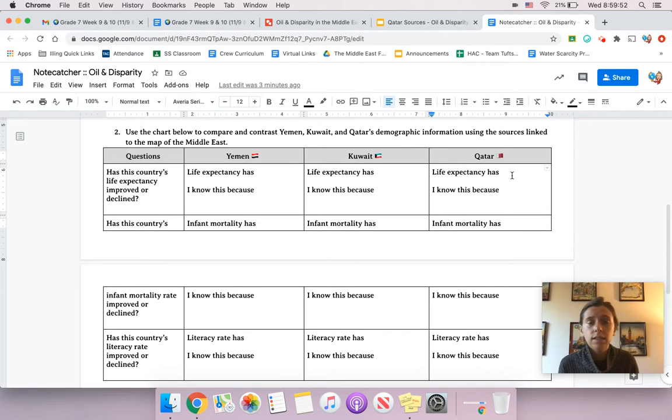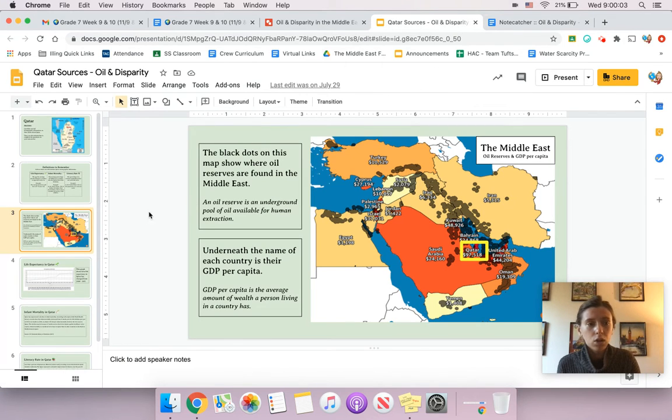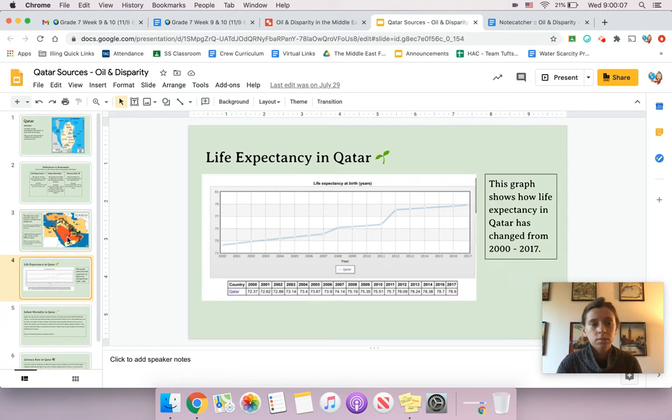It could be access to healthcare. It could be war, conflict, disease. All those things are factored into life expectancy. So I'm going to go back to my Qatar sources, and I'm going to look for information in these slides about life expectancy in Qatar. Here it is, slide 4. So this graph shows how life expectancy in Qatar has changed from 2000 to 2017.